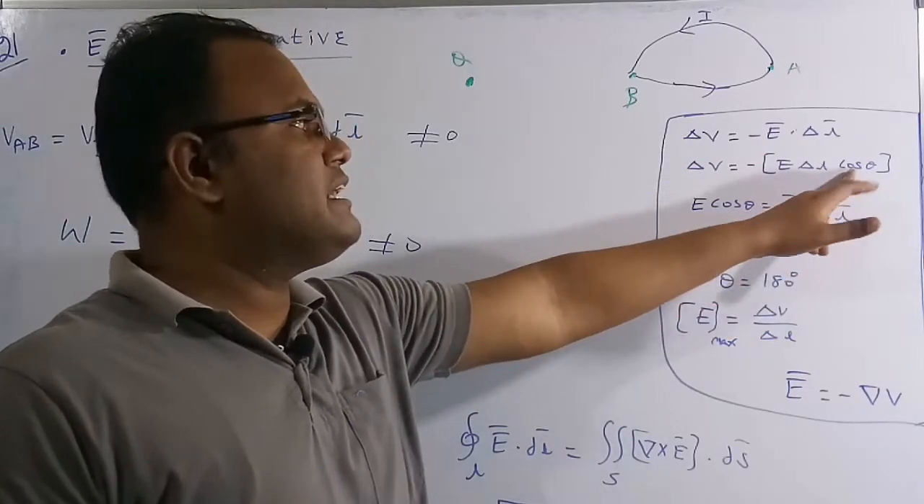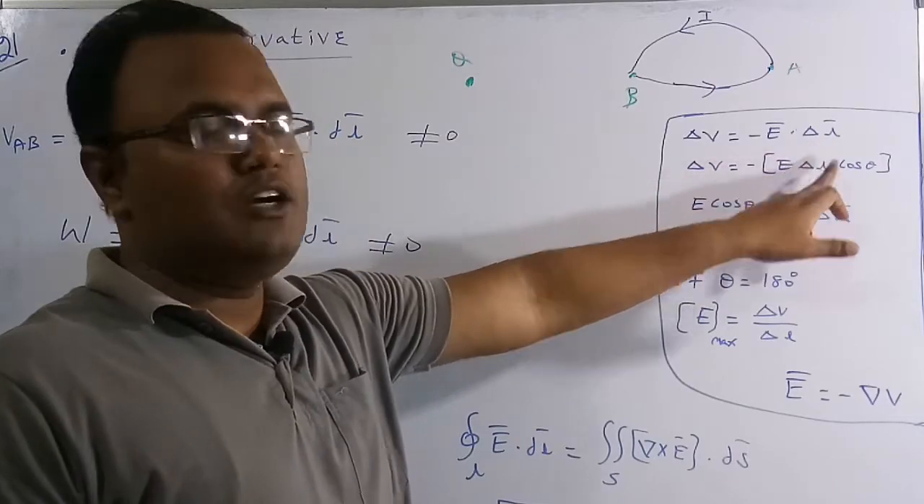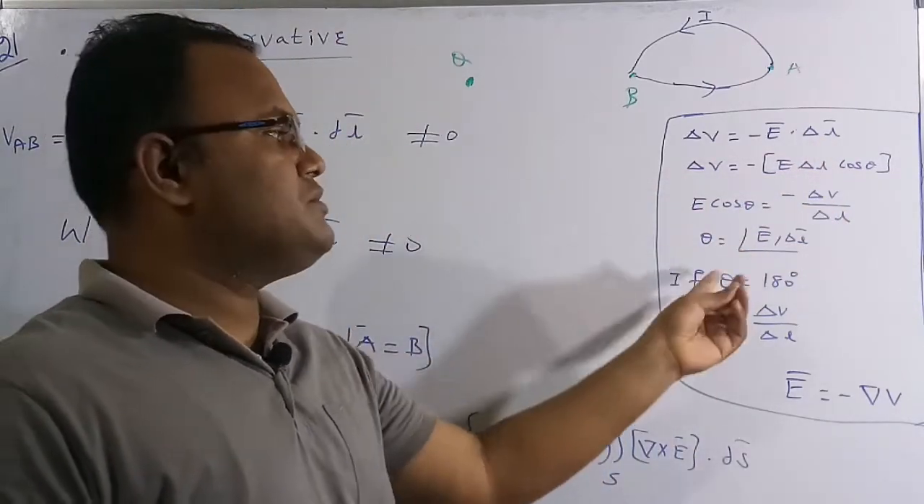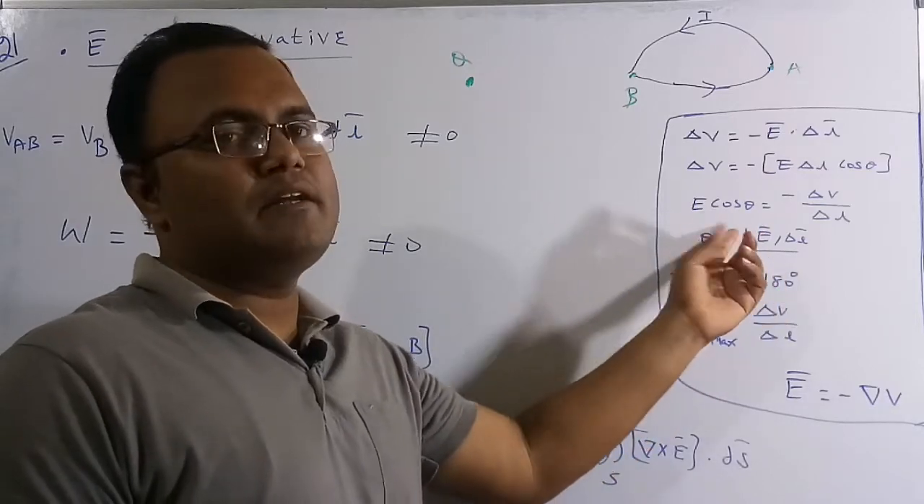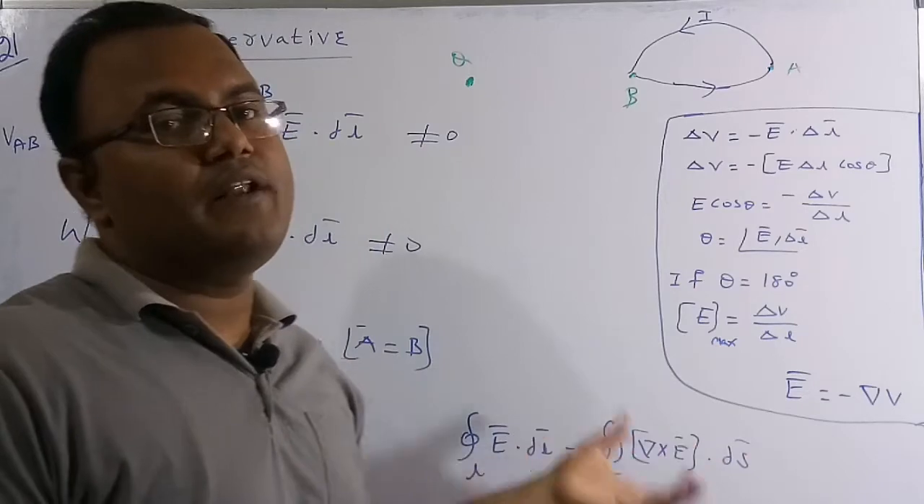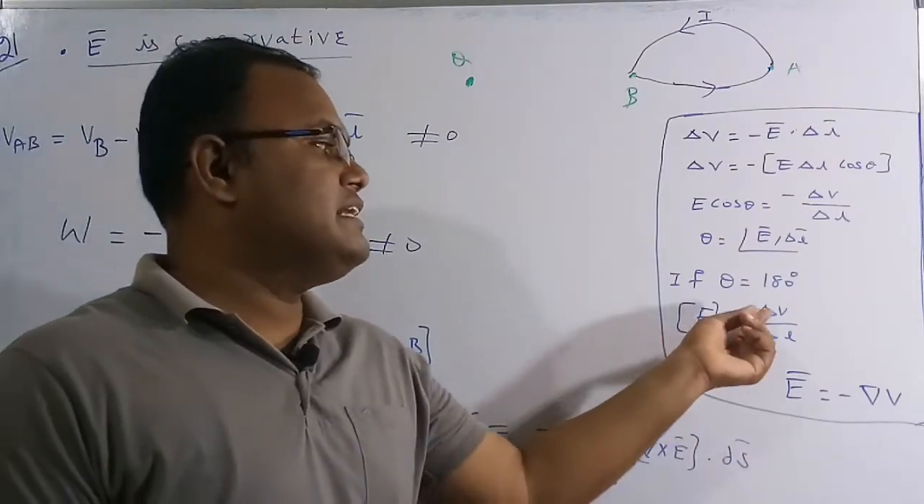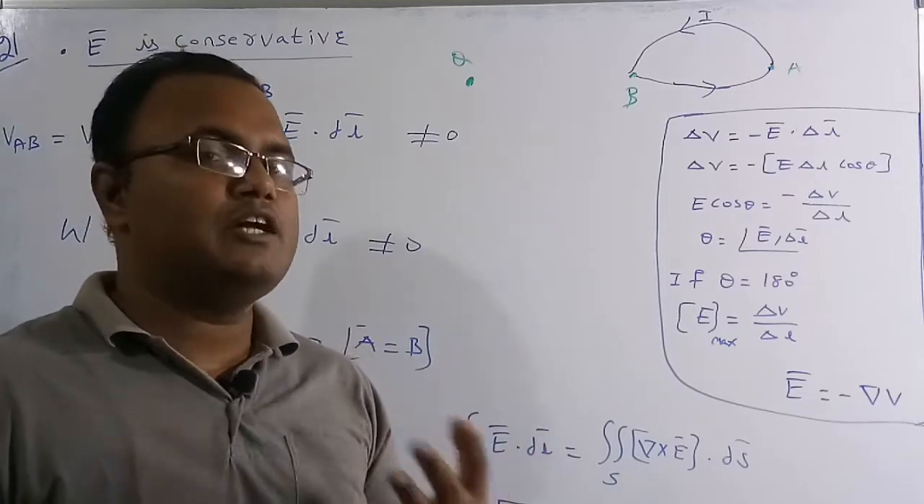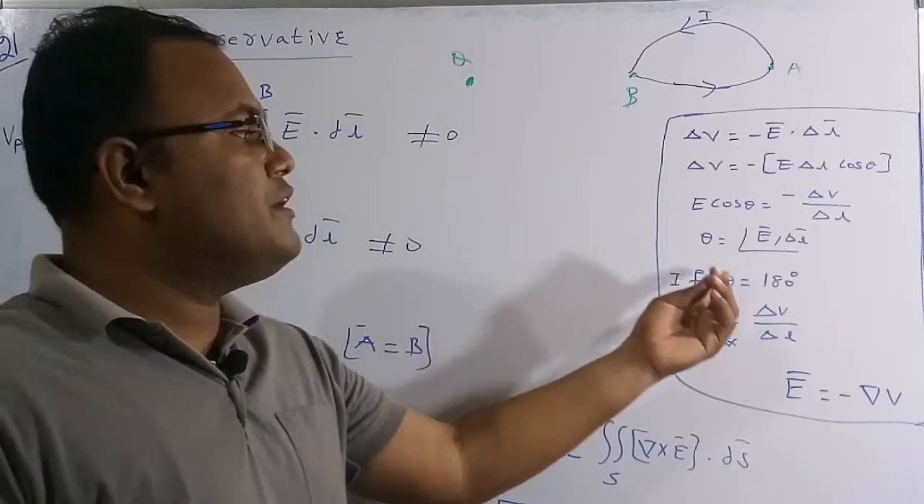Here theta is the angle between E bar and the del L bar. Suppose theta is equal to 180. What is going to happen? Cos 180 is nothing but minus 1. So minus minus cancels, and we get the maximum amount of electric field, which is delta V by delta L.